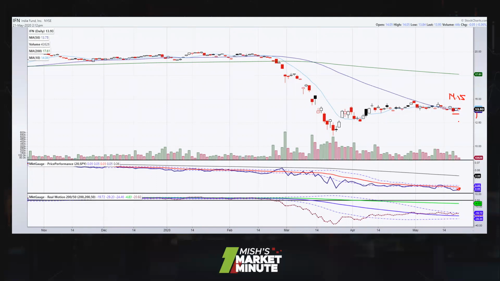So 1415, 1375 in terms of risk. And then you're looking for about 90 cents. That means you can get a move to 15 and take your first profit.